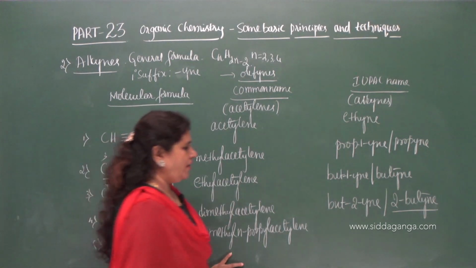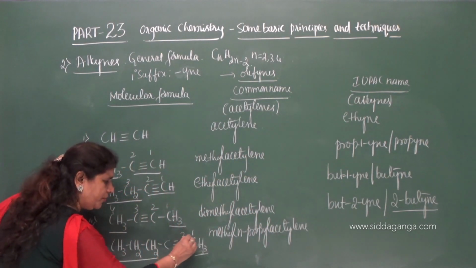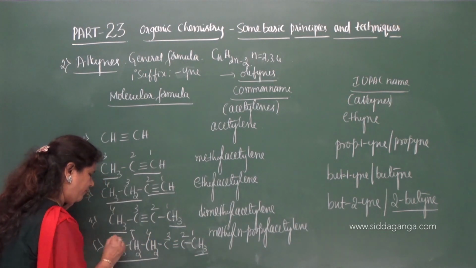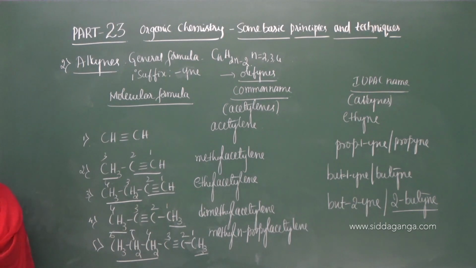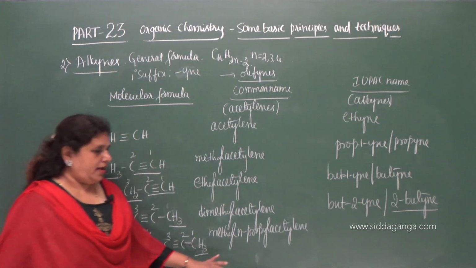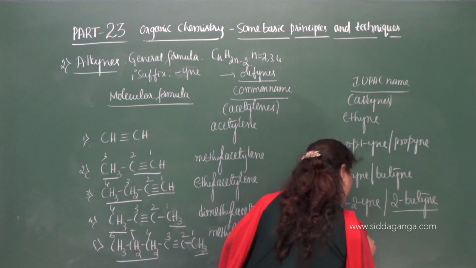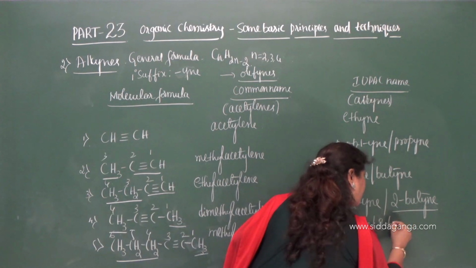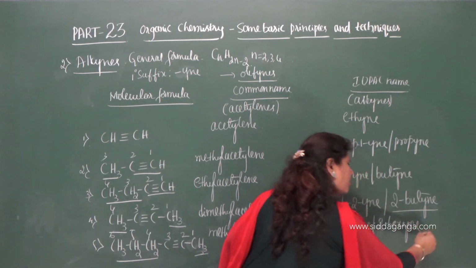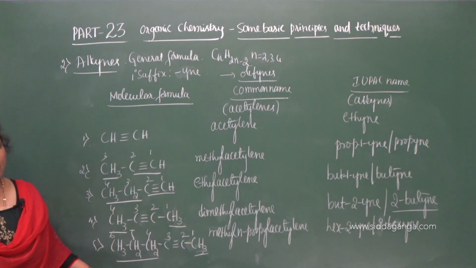What is the IUPAC name? Give me the IUPAC name here. 1, 2, 3, 4, 5, 6. Between the second and third carbon we have a triple bond. 6 carbon atoms are there in the parent carbon chain, and hence it is hex-2-yne or 2-hexyne. 2-hexyne is the IUPAC name, or hex-2-yne is the IUPAC name.